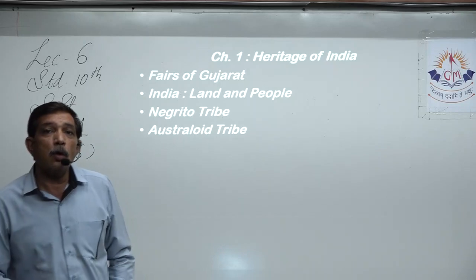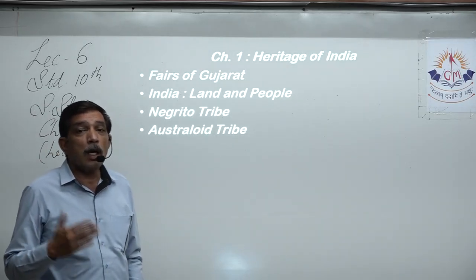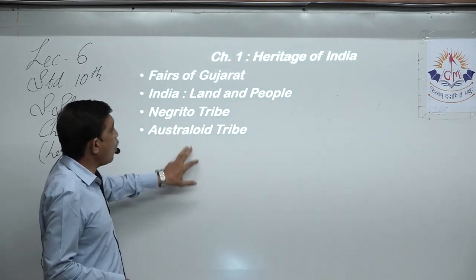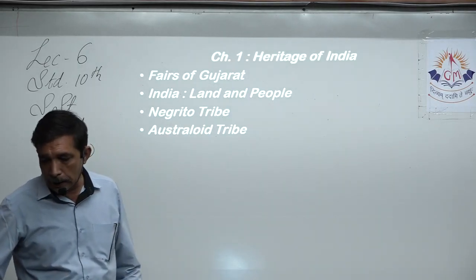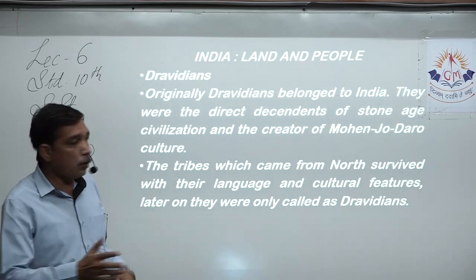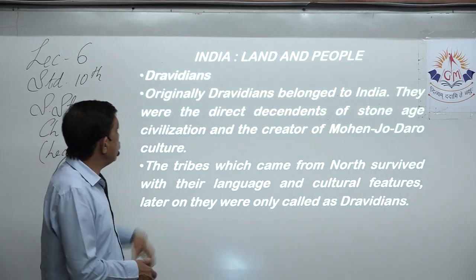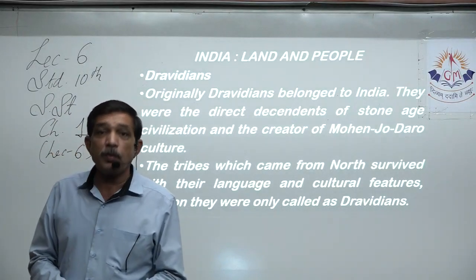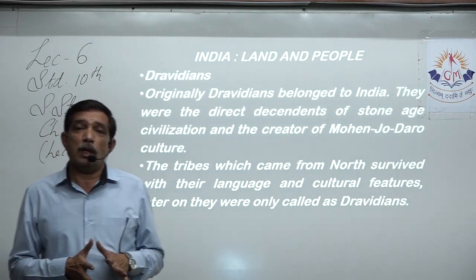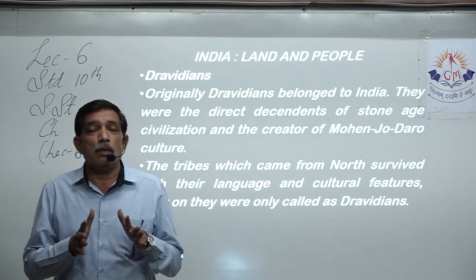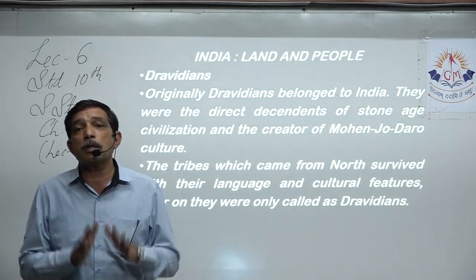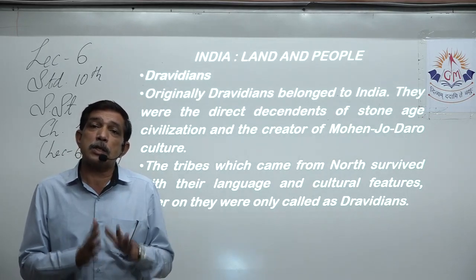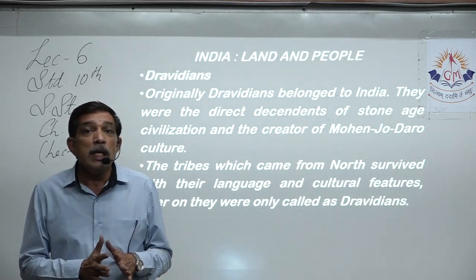Now let us go ahead with the other tribes that came to India. Remember, Negrito is the first tribe that we learned, Australoid is the second tribe that we learned. Today we are going to go ahead with our lecture. Next tribe is the Dravidians. Now Dravidians, they were called the initial residents of India. They were here since the Stone Age, right?